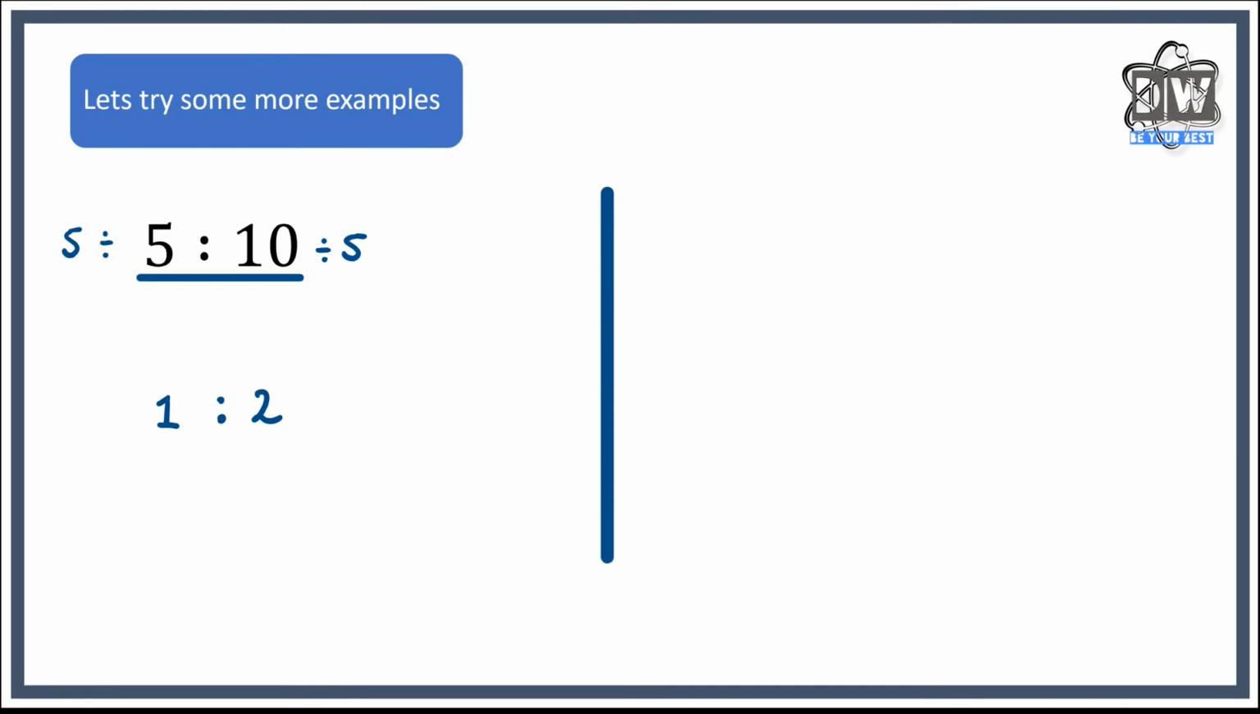Let's look at the next question. What about this one? These are really simple, aren't they? You know, 4 goes into 4 and 4 goes into 12. So if we divide that side by 4 and we divide that side by 4, we end up with 1 part to 3 parts. Now, sometimes they're not going to go in as easy as that, but I'm sure you get the drift now.